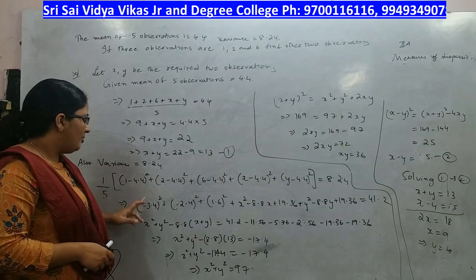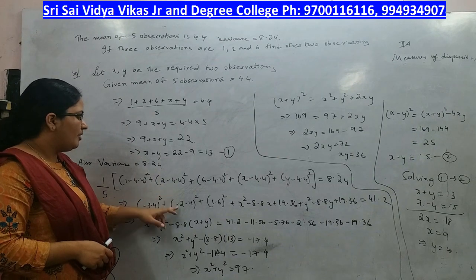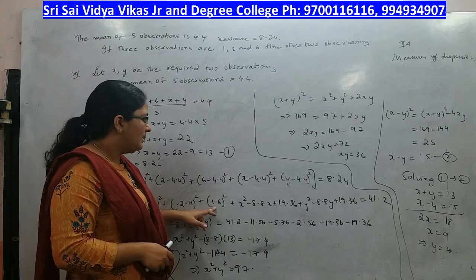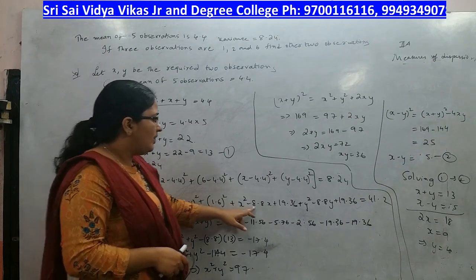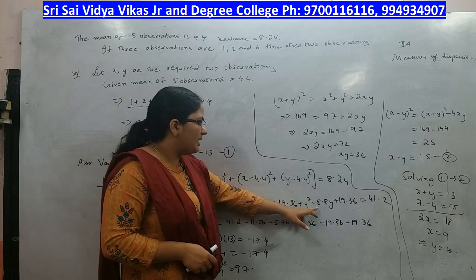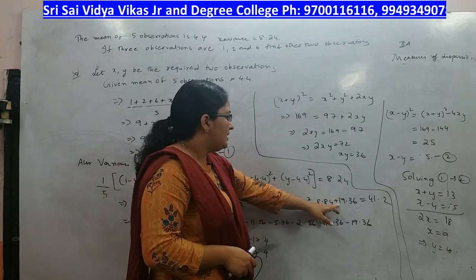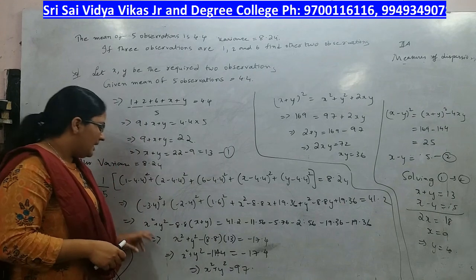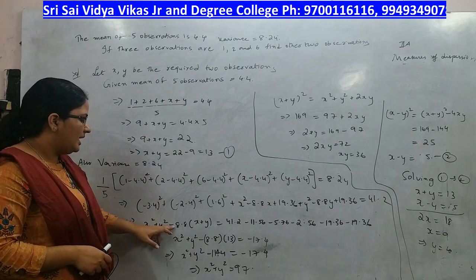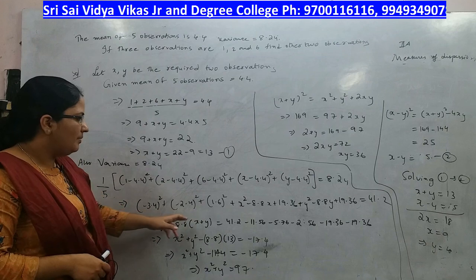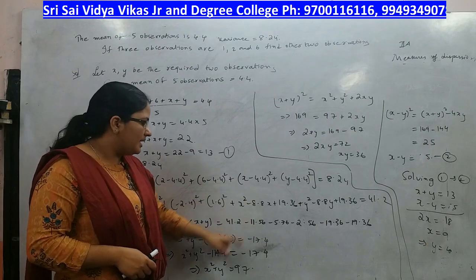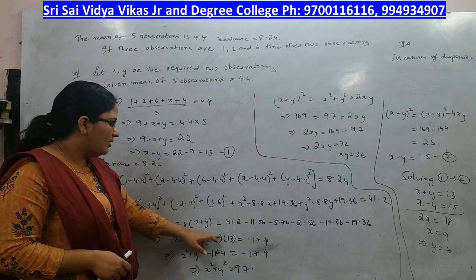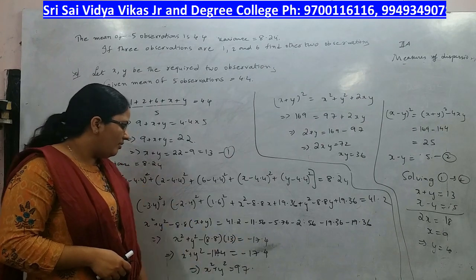1 minus 4.4 minus 3.4, 2 minus 4.4 minus 2.4, 6 minus 4.4, 1.6. Plus x square plus 2ax plus b square plus y square minus 2ab plus b square, that is equal to 41.2. x square plus y square minus 8.8 into x plus y is equal to, bring all the numericals this side, x square plus y square minus 8.8 into 13 is equal to minus 17.4.